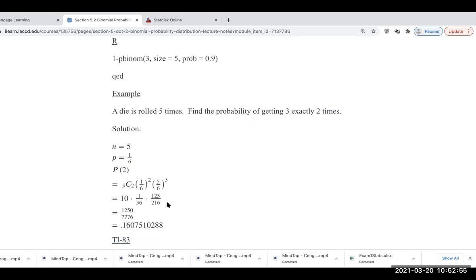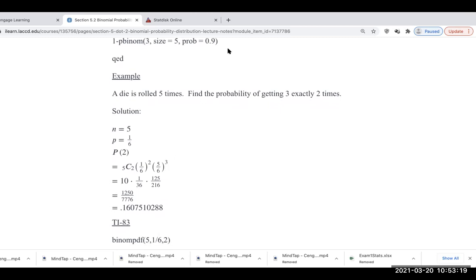5C2 is 10. 1 over 6 squared is 1 over 36. 5 cubed is 125, and 6 cubed is 216. And so you get 0.16075, 10288.